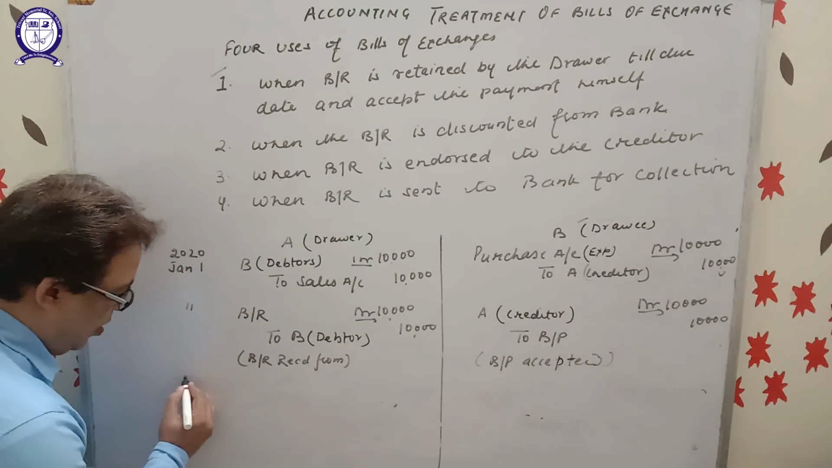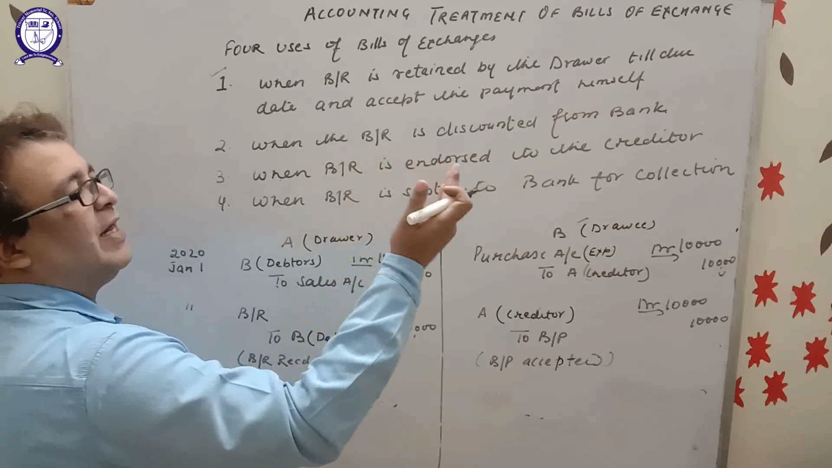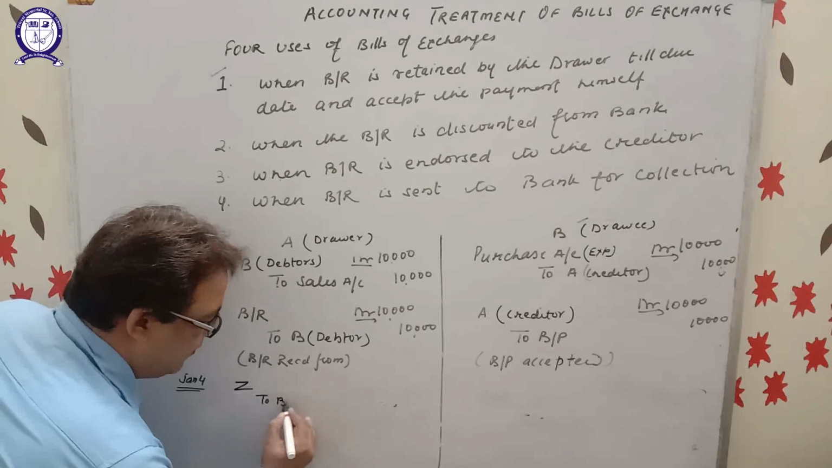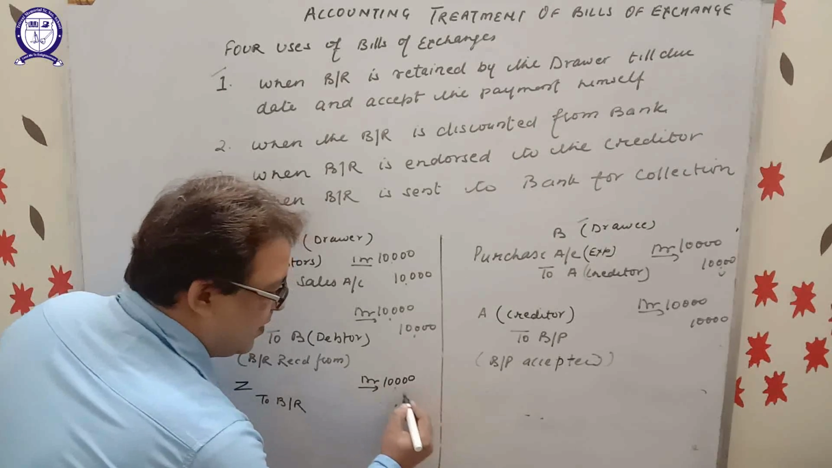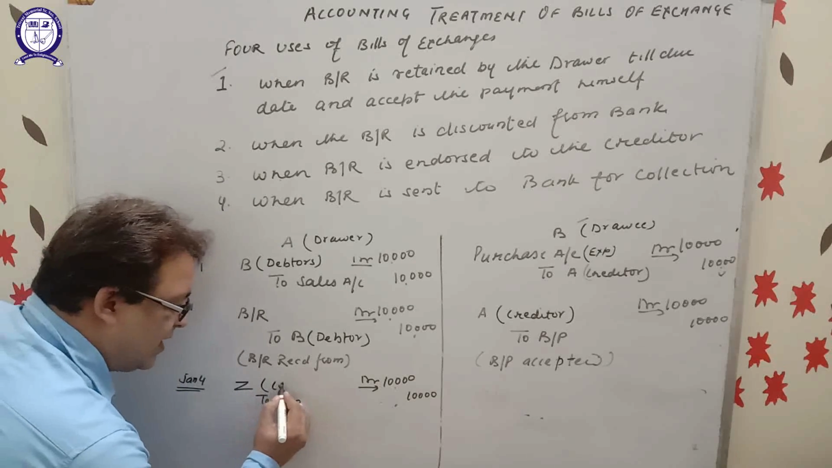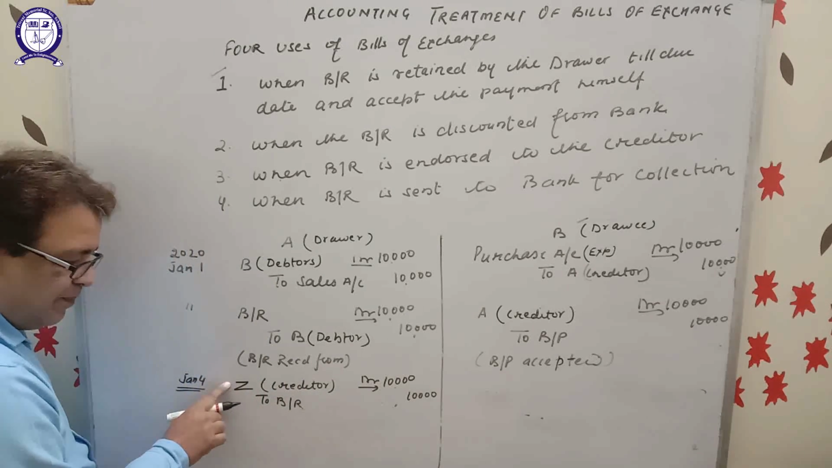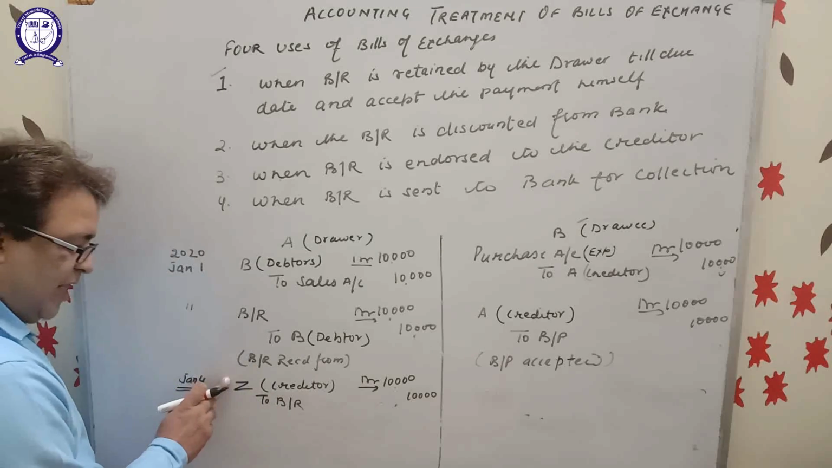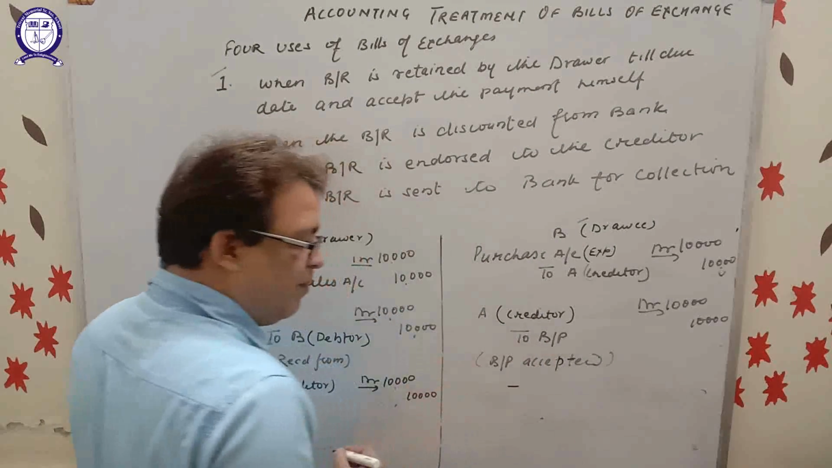Now suppose on January 4th, we have endorsed this bill receivable to our creditor Z. So the entry at the time of endorsement of the bill will be Z debit to bill receivable, 10,000. Z was our creditor, and when we pay our creditor, the creditor reduces. That's why Z is debited here, and bill receivable is going out. This asset is decreasing, that's why bill receivable is credited. So Z debit to bill receivable. For this transaction, there will be no entry in the books of B.